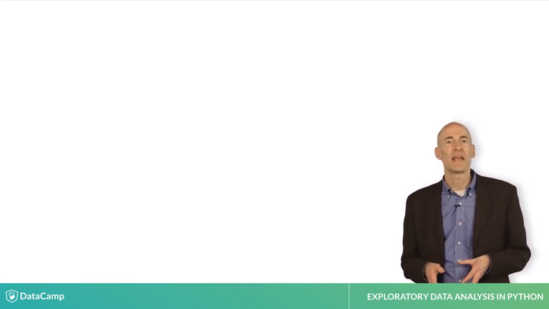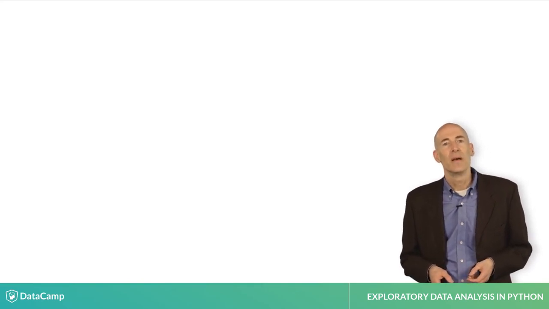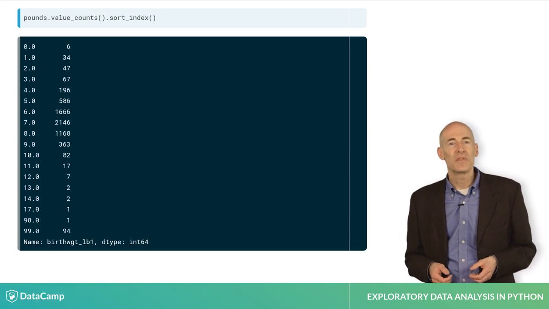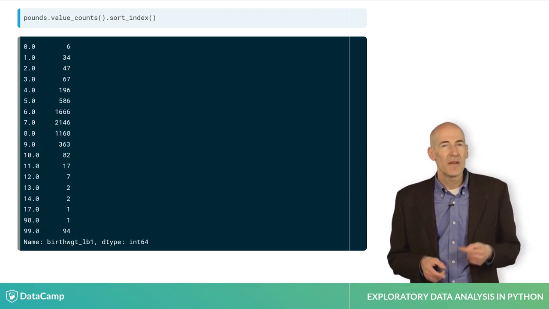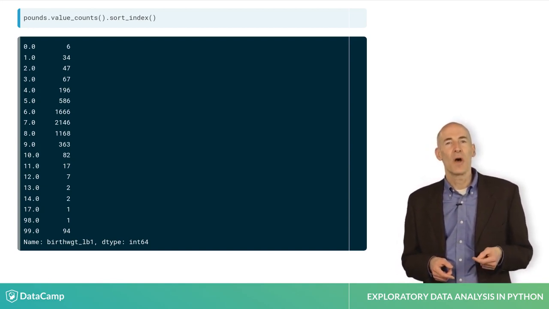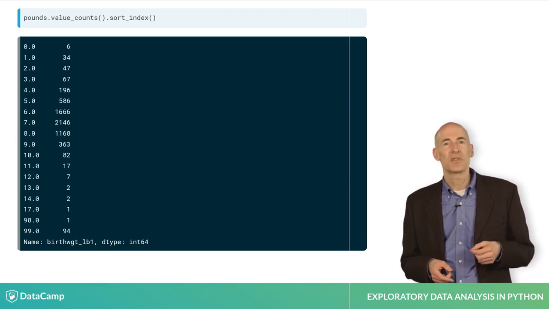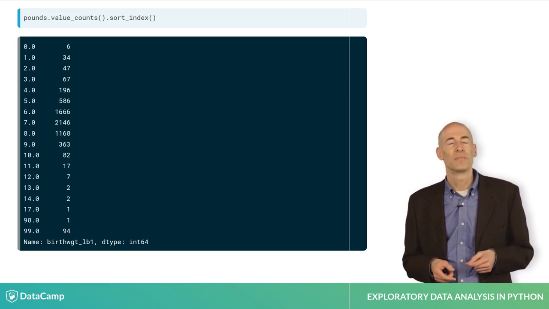One part of validation is confirming that we are interpreting the data correctly. We can use value counts to see what values appear in pounds and how many times each value appears. By default, the results are sorted with the most frequent value first, so I use sort index to sort them by value instead, with the lightest babies first and heaviest babies last.